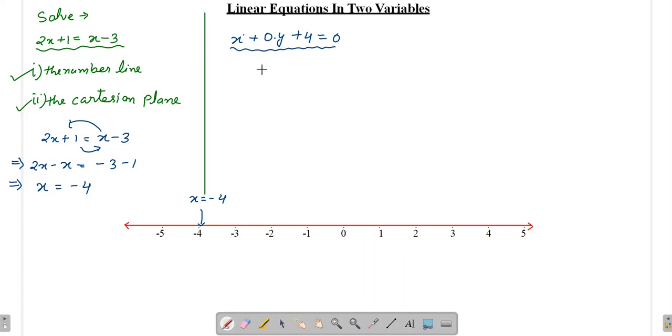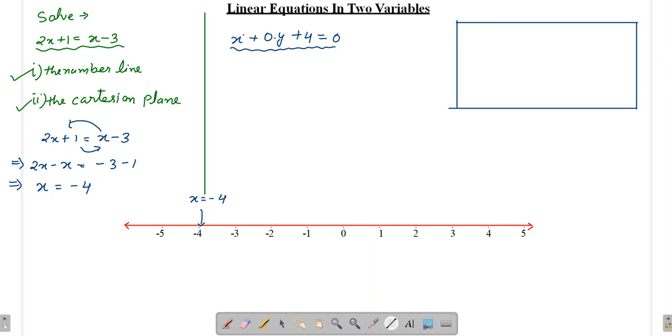Now what we need to do to represent it in the Cartesian plane, we need to reframe this equation in the form of x equals to something, and then we need to find three different solutions. So we all know how to find the solution, so I'll just write three different solutions for the equation and then I'll proceed. You all know how to do it.